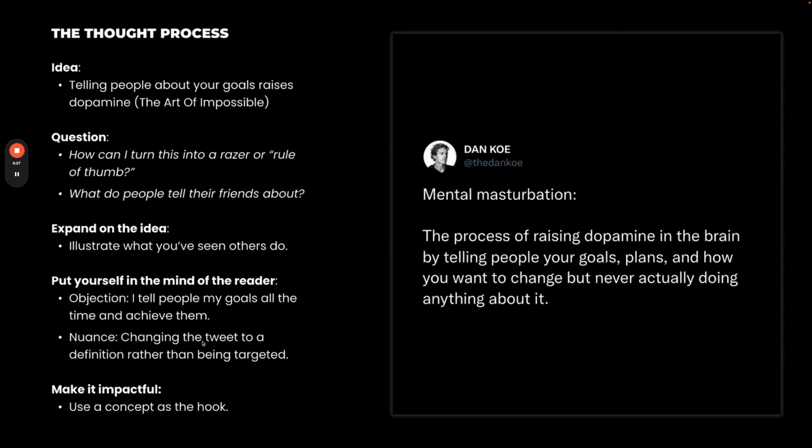The nuance here is I can change the tweet to a definition rather than being a target or being targeted, because I wrote this in the past and it was just, don't tell people your goals. It raises dopamine similar to actually achieving them, blah, blah, blah, go quiet and build. So I rewrote it as a definition for this. So it's not directly targeting someone. It's more so making people aware of what can happen. And this one did a lot better because of that, because I handled the objection in this post.